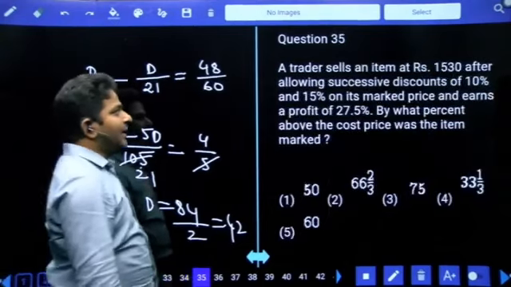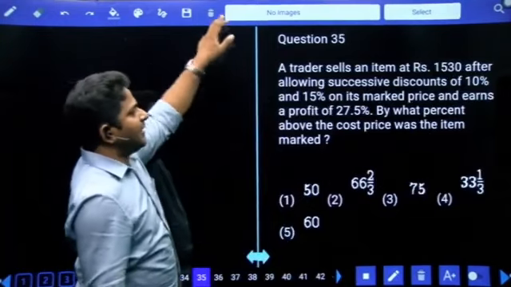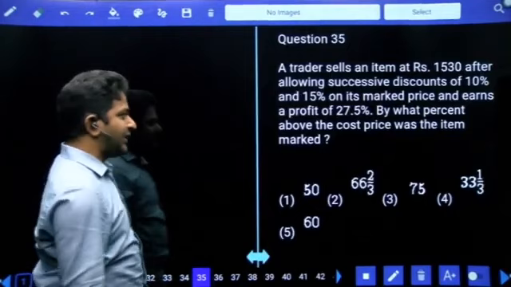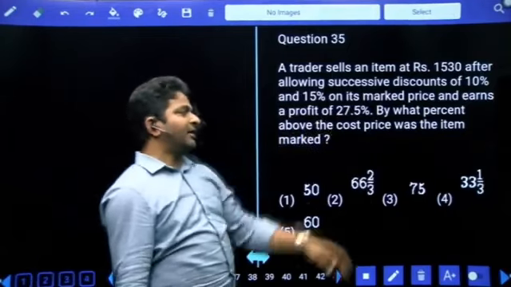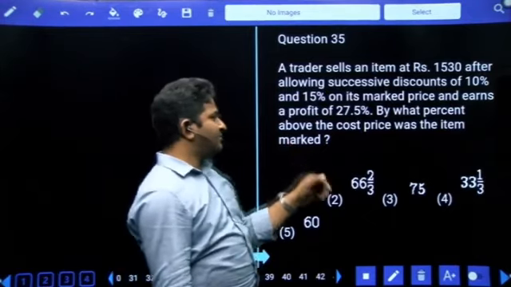Next. A trader sells an item at 1530 after allowing two successive discounts of 10% and 15% on its market price and earns a profit of 27.5%. By what percent above the cost price was the market price?